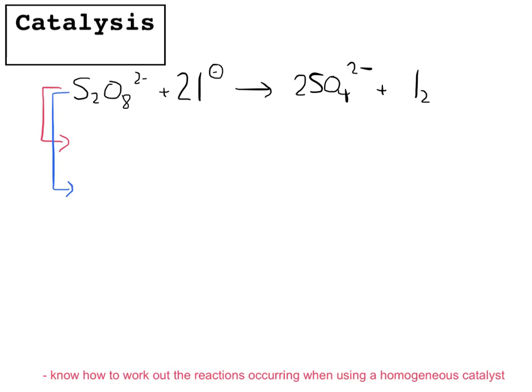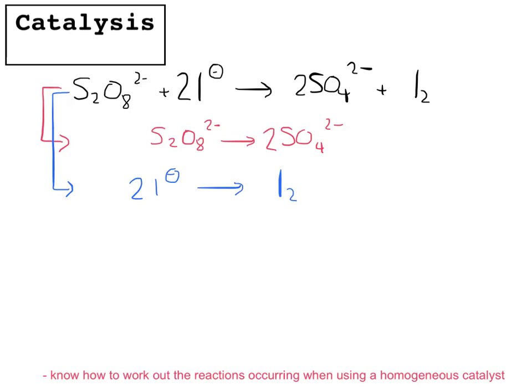So the one half equation is S2O8 2- going to form SO4 2-, and the other half equation is your 2I- going to form I2. So we first balance the S2O8 2- one. So the first thing to do is balance anything that's not hydrogen or oxygen, so that's sulfurs, so we'll just multiply that by 2. And then now the oxygen's already balanced, and then we just need to add electrons.